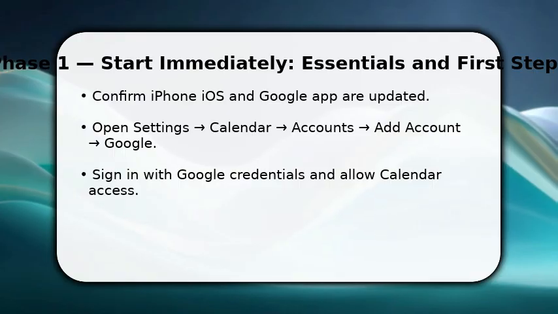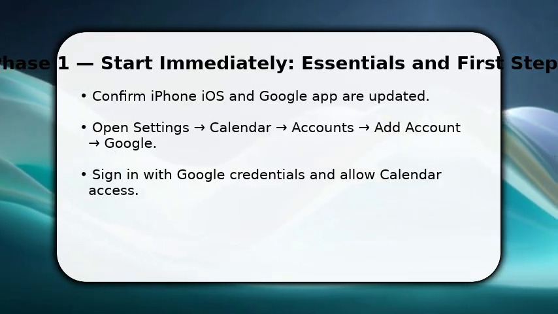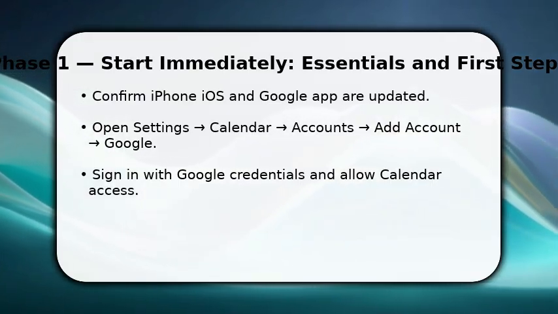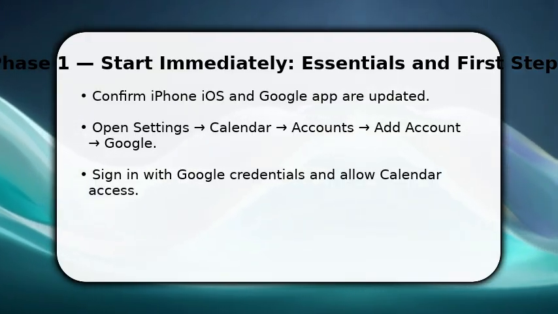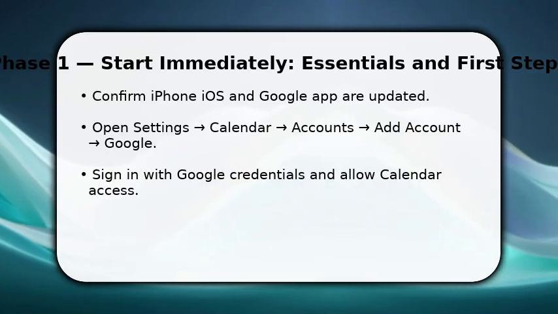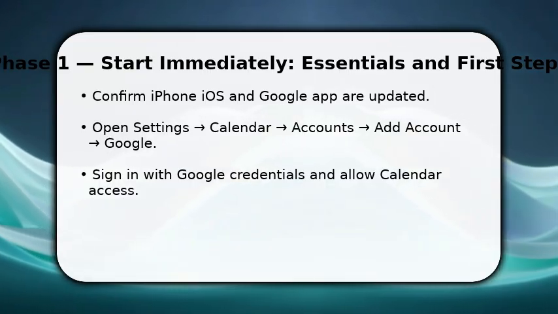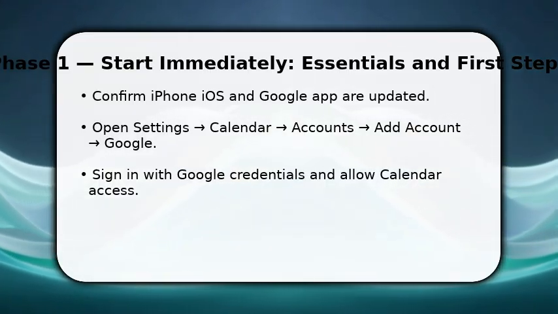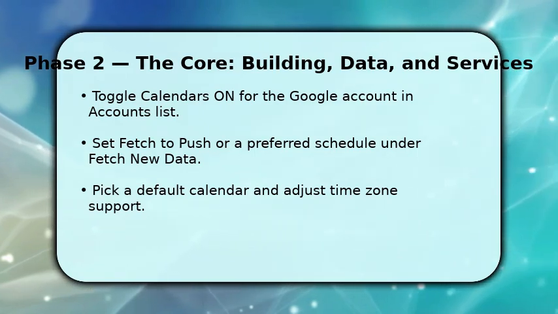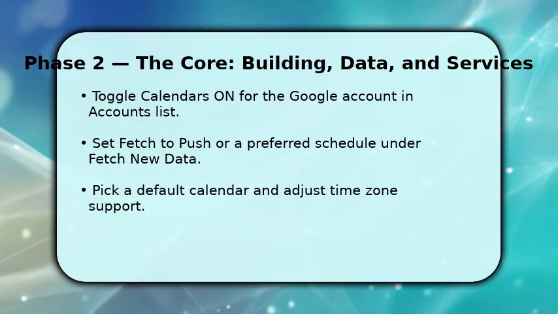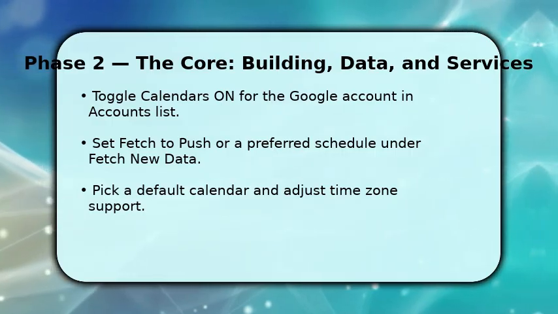Sign in using your Google credentials and grant calendar permissions when prompted, because without permission, the phone won't read your events. This first step connects the account. It's critical to allow access, so the system can list and sync calendars into Apple's Calendar app. Once the Google account is added, open Accounts again and tap the Google entry. Make sure Calendars is switched on, because that enables event transfer.